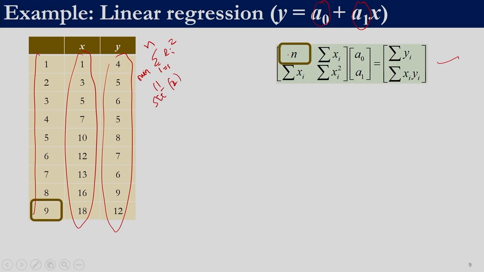So n is the number of data points. In this case, n happens to be 9. Sigma xi is the summation of all these values, and in this case it happens to be 85, right? And then we require sigma yi, which is the summation of these y values.